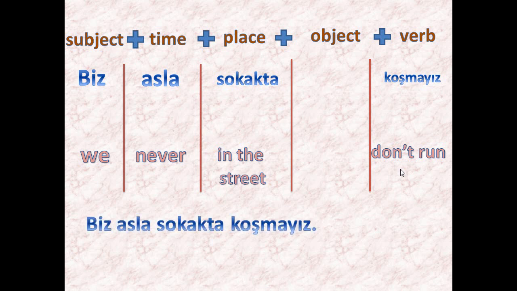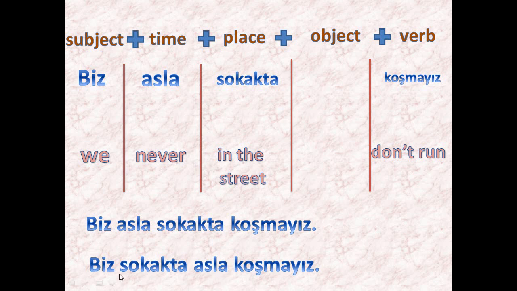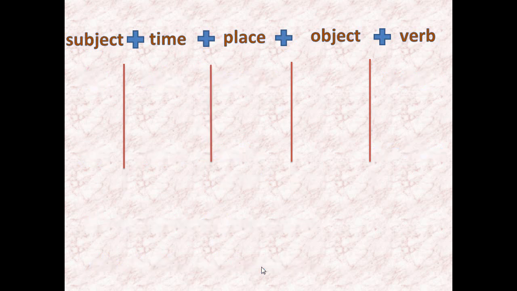So the sentence is biz asla sokakta koşmayız. It means we never run in the street. Or we can change, you know, here. Biz sokakta asla koşmayız. It has the same meaning. Okay, next.